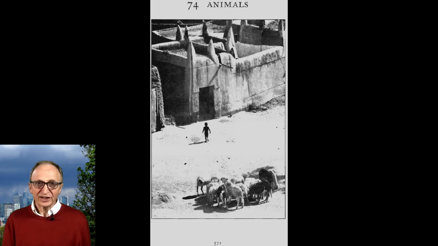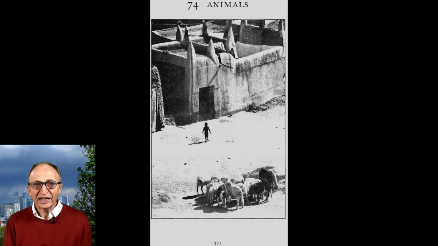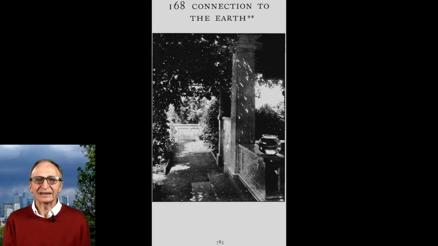Similarly, pattern 74, animals, states that animals are as important a part of nature as the trees and grass and flowers. And there is evidence that animals may play a role in a child's emotional development. And pattern 168, connection to earth, arises because a house feels isolated from the nature around it unless its floors are interleaved directly with the earth that is around the house. Alexander didn't like blocks of apartments.